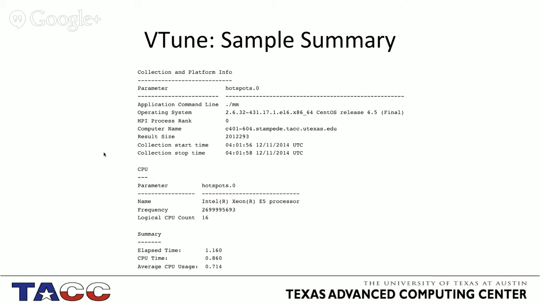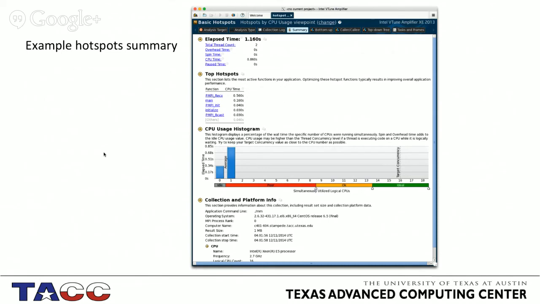The summary report that you see in text is very, very brief. It doesn't really give you a lot of useful information. It's going to look something like this. It's going to tell you some details about the kernel you used to run, the processor, the frequency at which the processor ran during the execution, number of CPU counts, and then elapsed time, CPU time, and average CPU usage. So this is really not very useful. The part of VTune that is very powerful is the graphical user interface.